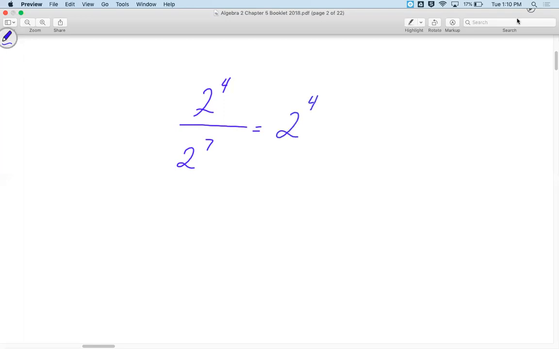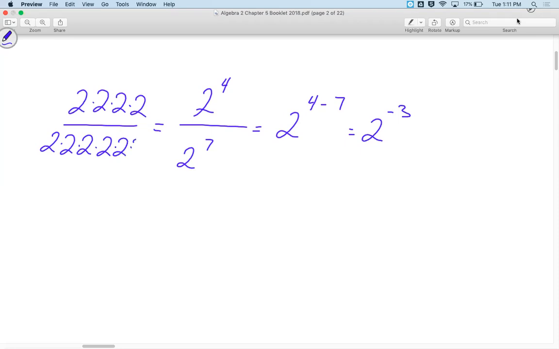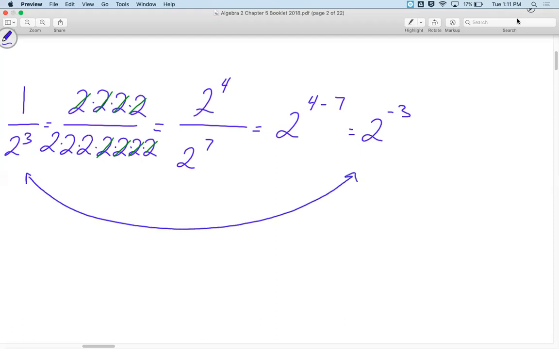So we do 2 to the 4 minus 7, and that's -3. But on the other side, we have 1, 2, 3, 4 2's on top, and 1, 2, 3, 4, 5, 6, 7 on bottom. And this cancels with that, cancels with that, cancels with that, and that cancels with that. And I'm left with 1 on top because everything canceled, and I have 3 on bottom. So notice 2 to the -3rd is equivalent to 1 over 2 cubed.